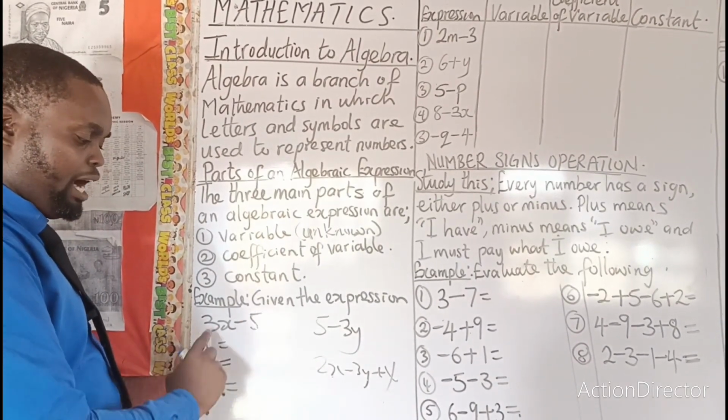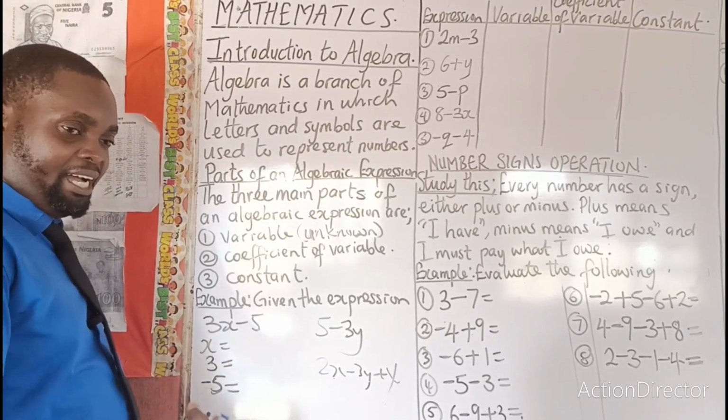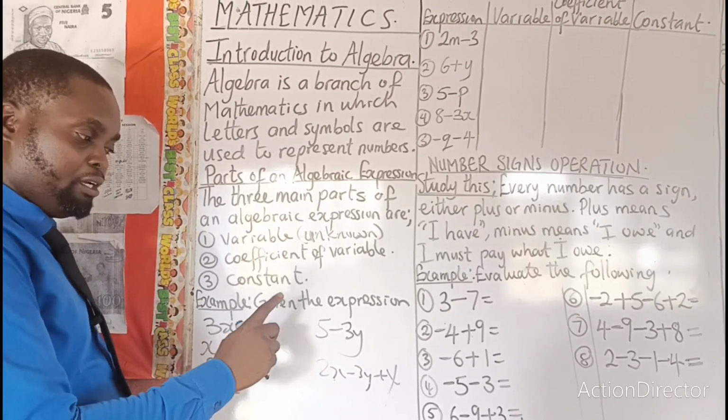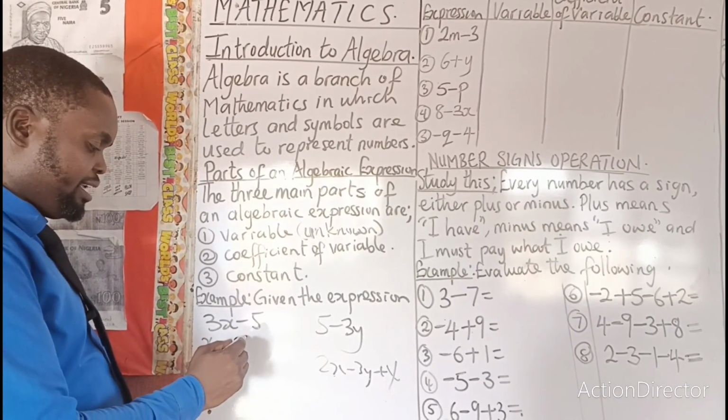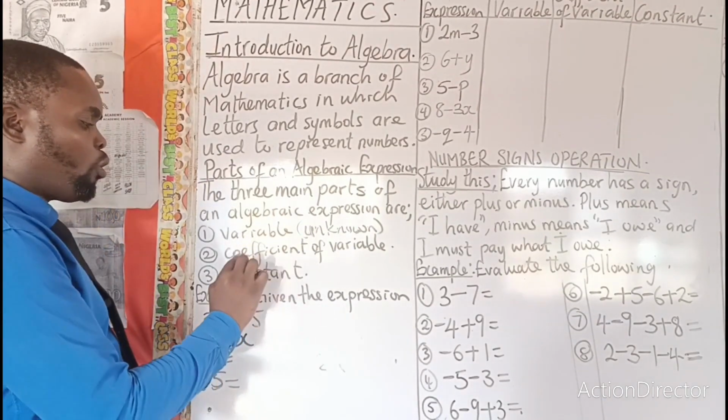What will be our variable here? Our variable here is what? X. So that letter or symbol that is in an algebraic expression is what we call what? Variable. So we have here x as our variable.